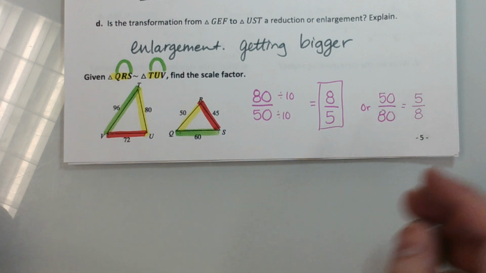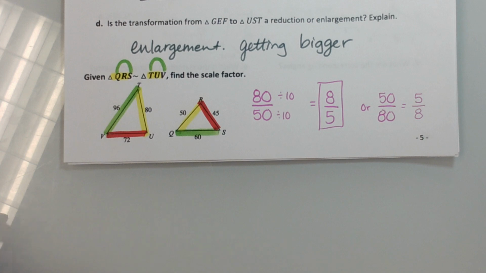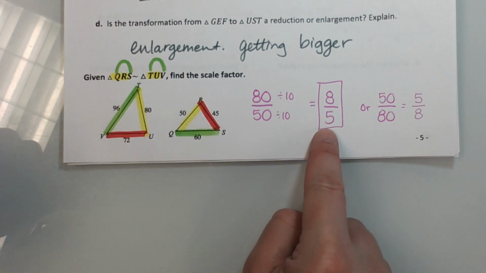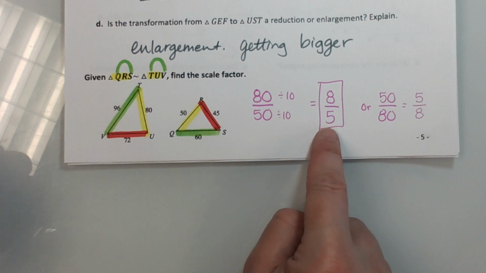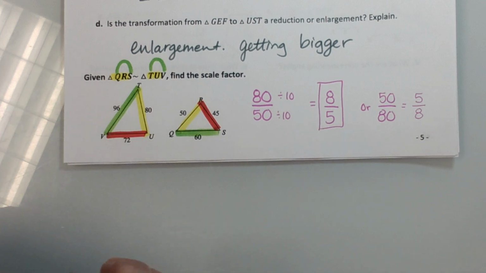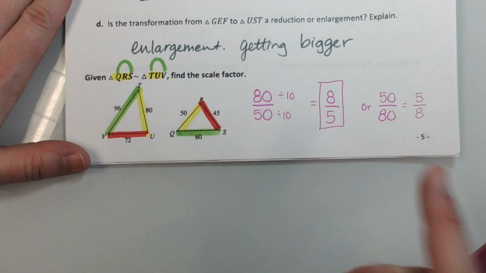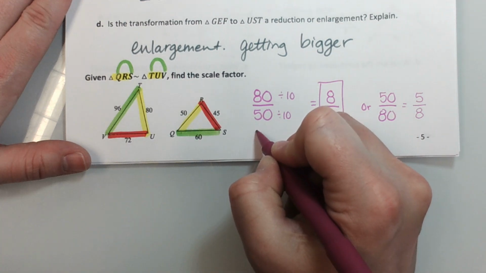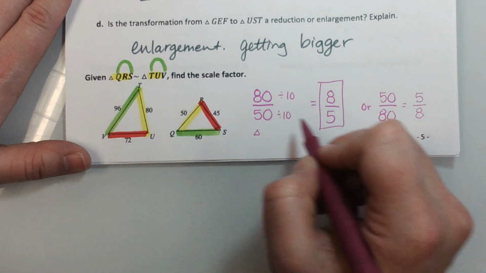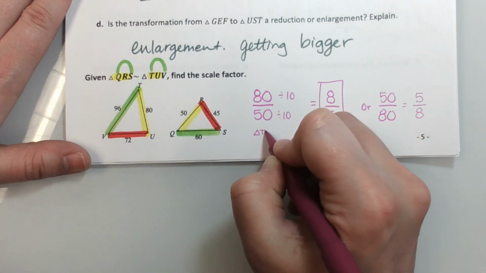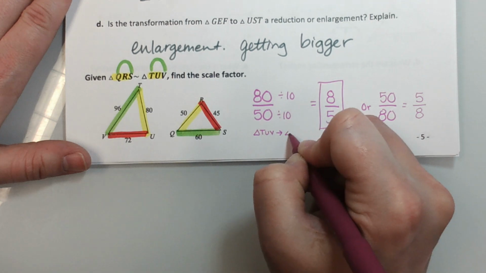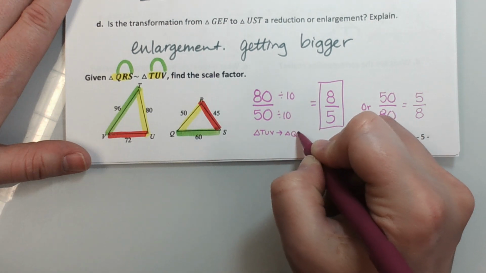So the way we go, if it went larger to smaller, would it be 8 over 5 or would it be 5 over 8? Since we went, so which way did we go? This was the enlargement because this is bigger than 1. What we chose to do for going from 8/5 is we went from triangle TUV to triangle QRS.